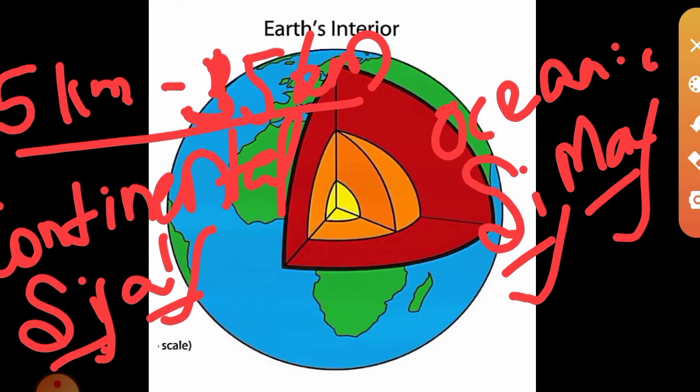So, continental crust is made up of silica and alumina, and oceanic crust is made up of silica and magnesium. Continental crust, silica and aluminium. Oceanic crust, silica and magnesium. So, Sial and Sima. Sial means continental crust. Sima is oceanic crust. Okay, fine. Understood? Yes, that is the first layer.